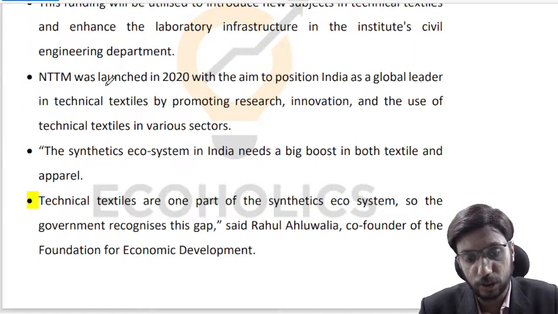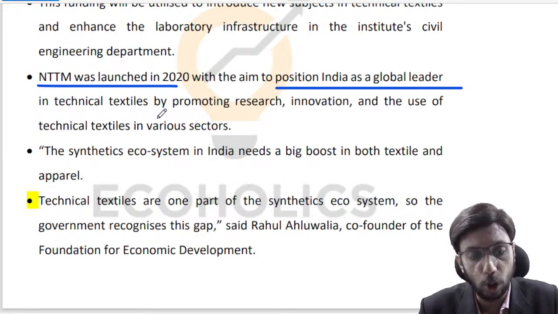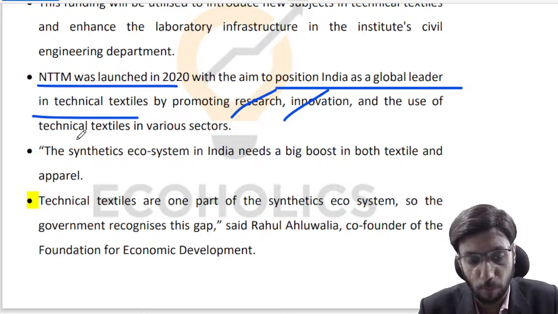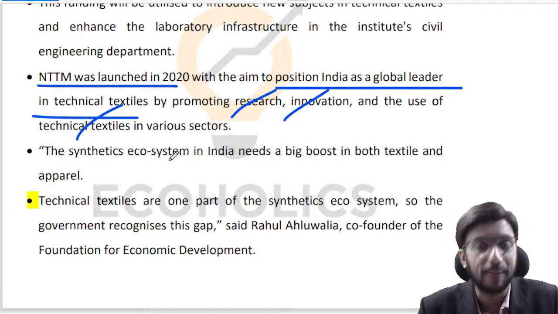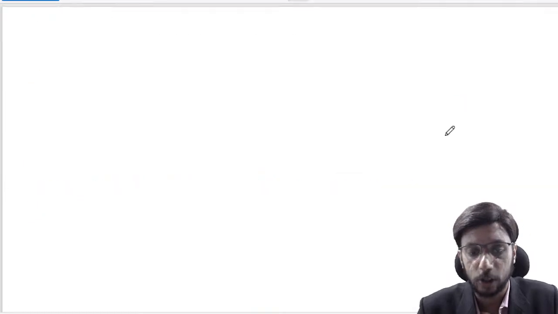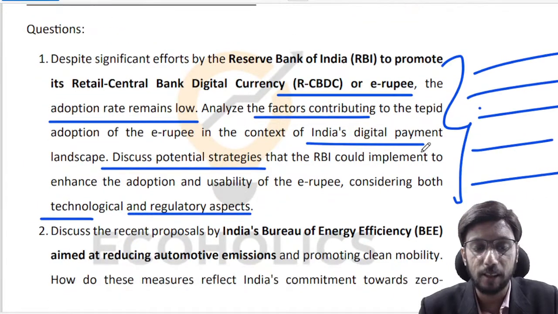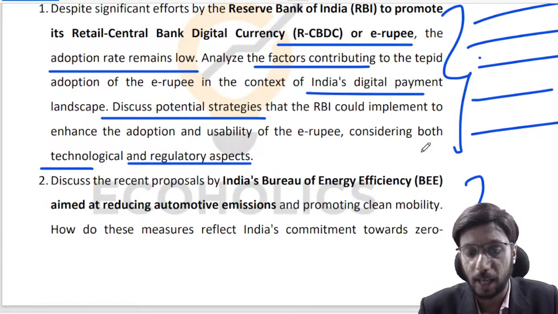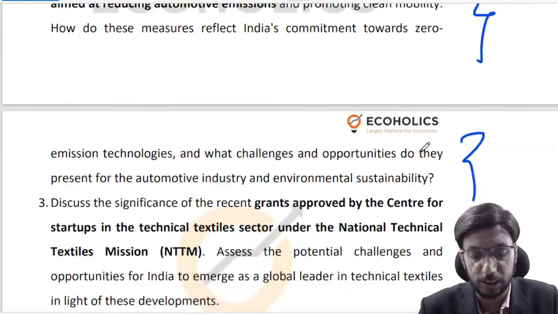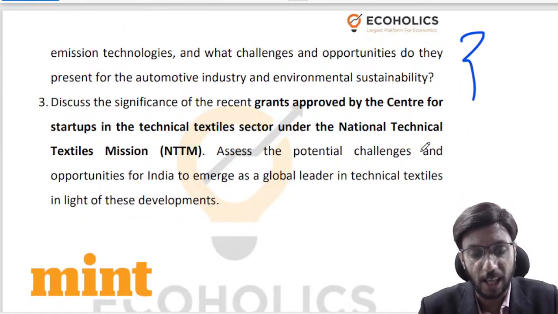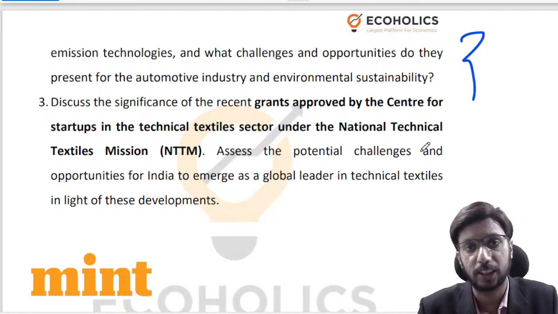So NTTM itself was launched in 2020. The idea being that we want to position India as a global leader in technical textiles, right? We want to promote research, promote innovation, promote technical textiles as a sector, right? So that's about the most important parts of this particular article, right? So you see pretty rapid fire, 3 questions, one on RBDC, one on Bureau of Energy Efficiency, and one on National Technical Textiles Mission, done and dusted with, right?